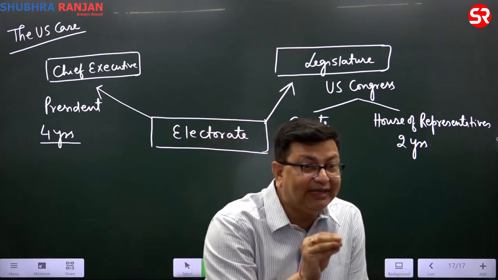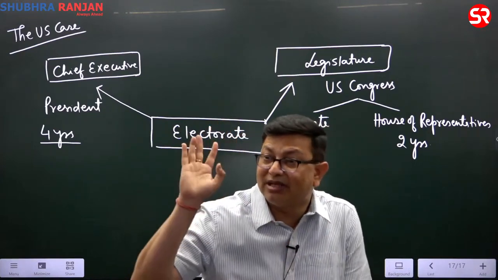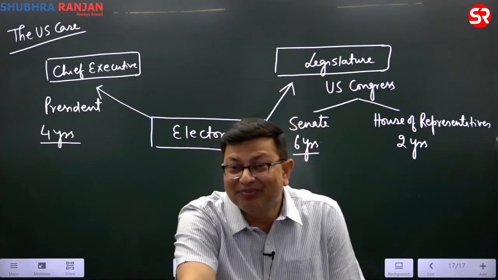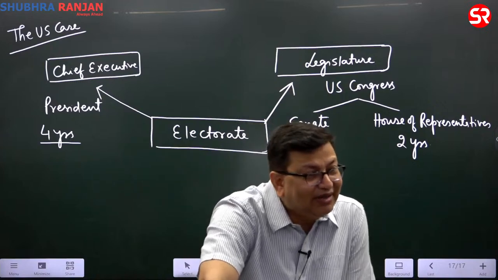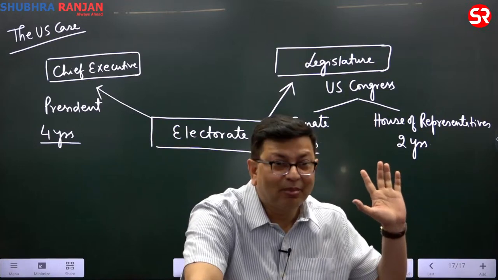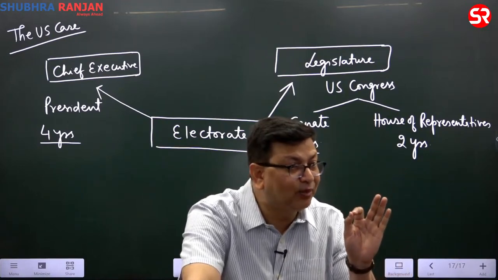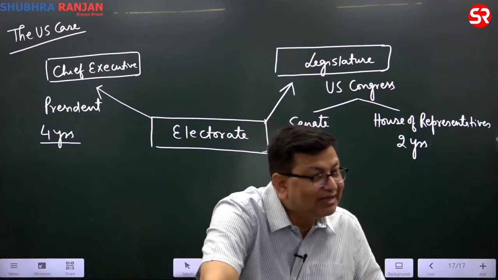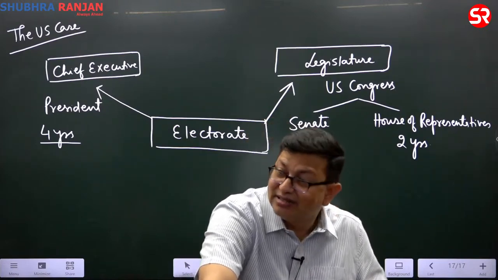he appoints persons of his choice as secretaries. They can be political persons, they can be non-political persons also. Anyone can be appointed as secretary, and the secretaries must not be the members of the legislature. They will not take part in the proceedings of the legislature. This is, we can say, the presidential system.